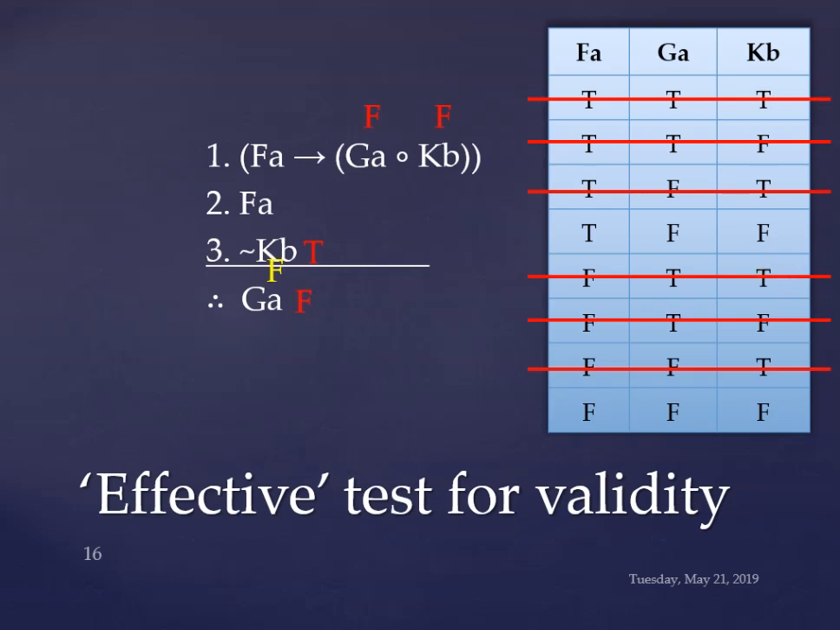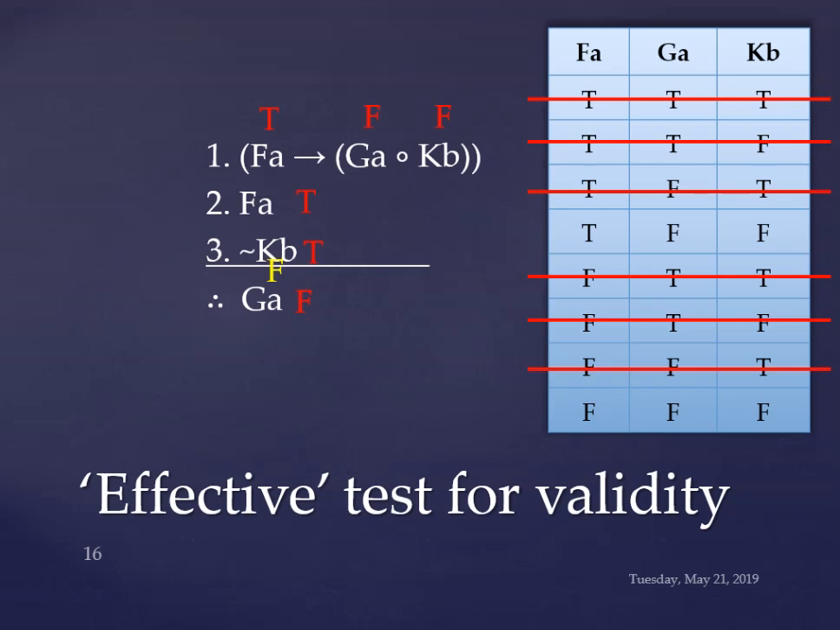All right, let's look now at FA. I'm just going to make FA true. I'm going to assign FA a true because my goal is to make the premises true and the conclusion false. This is what I'm trying to do. I am performing a test for validity.